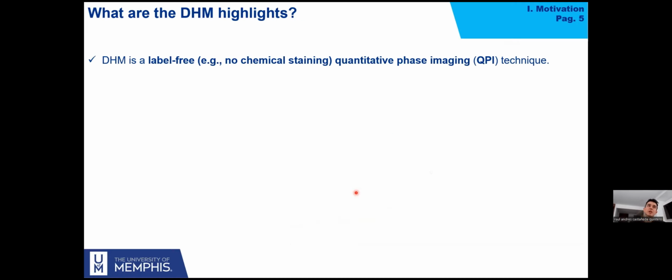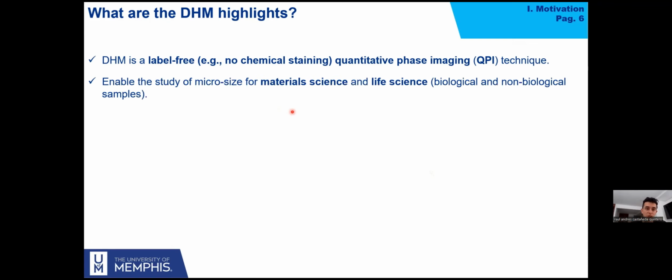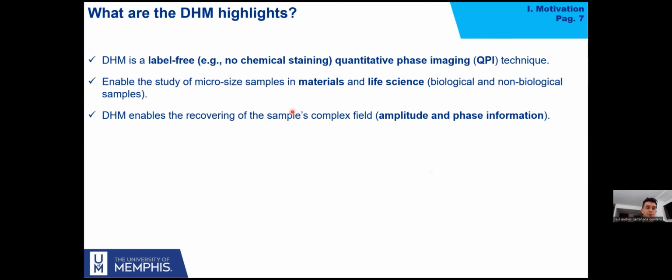So this thesis proposal is related to the technique digital holographic microscopy. I would like to start with a short description of what is important in DHM. The answer is that DHM allows us to retrieve information of biological and non-biological samples. DHM is considered a label-free technique, which means it's not necessary to stain the samples in order to retrieve information. So DHM enables the study of micro-size materials of life science. In other words, you can study biological and non-biological samples.